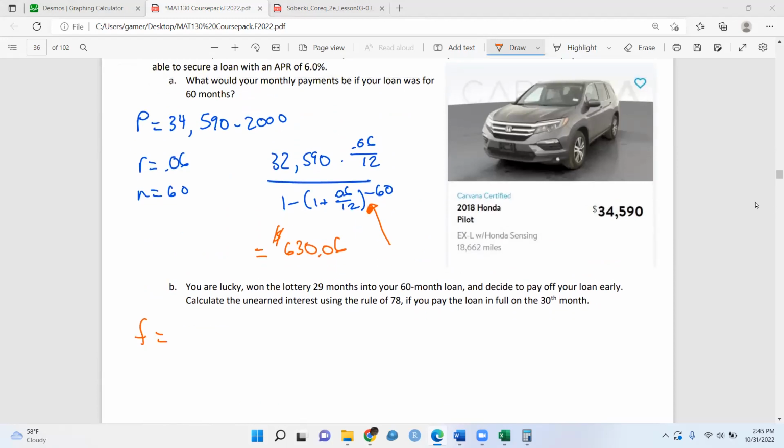The finance charge I got was $5,213.60, but I don't know if I did that right either. Okay, let me erase and you tell me if this is how you calculated it. What you would do is take the total amount you paid over the lifetime of the loan, the monthly payments times 60, and subtract from it what you borrowed.